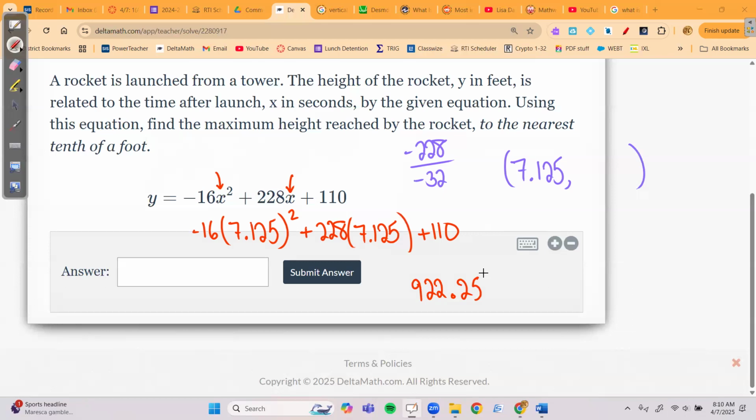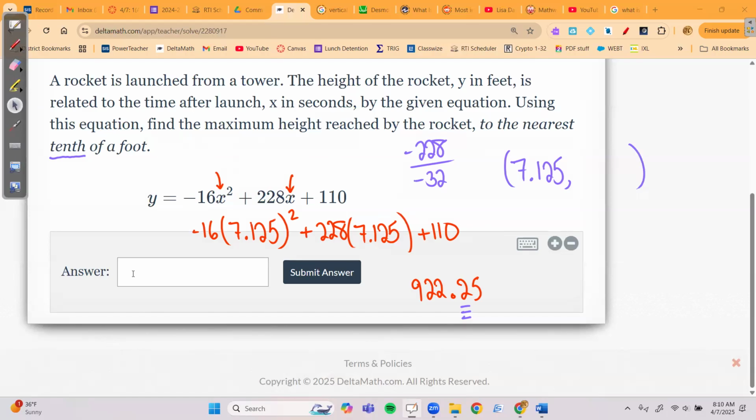A common mistake here would be to type that in, right? If I typed in 922.25, why would it count it wrong? Because it says to the nearest tenth of a foot, correct. The nearest tenth, and that's going to change throughout the assignment, so make sure you know your decimals. The nearest tenth is 1 decimal place. So I'm going to round to this 2 that I've got underlined here. So what will I type in?